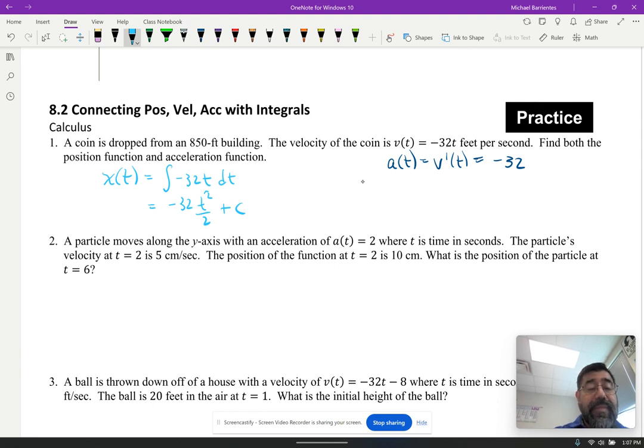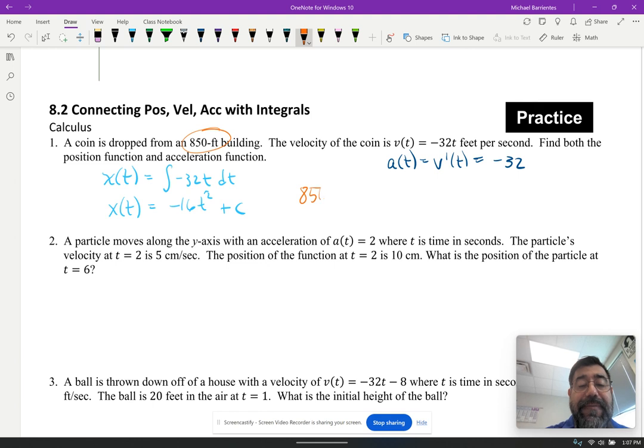Yes, I can reduce this to negative 16t. So why don't I do that now? Negative 16t squared plus c. However, I need to figure out what that c is. I can't just leave it as a generic position function. And luckily, I know that the initial position was 850 feet.